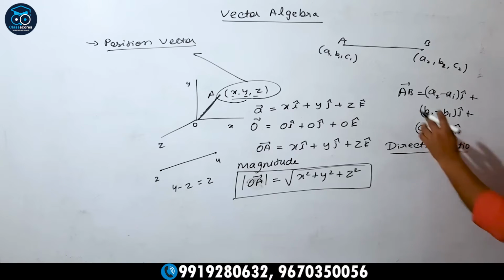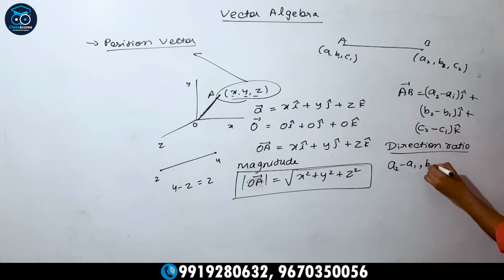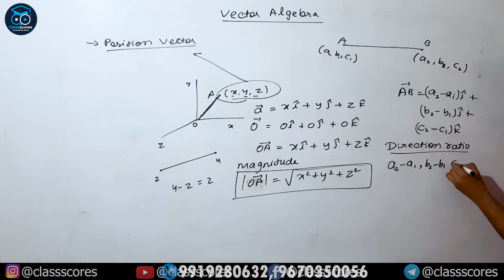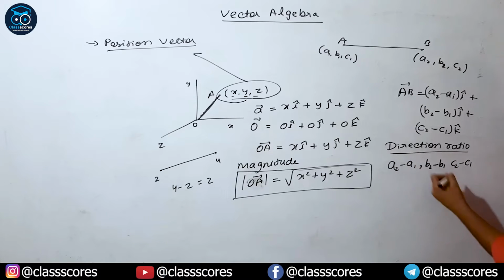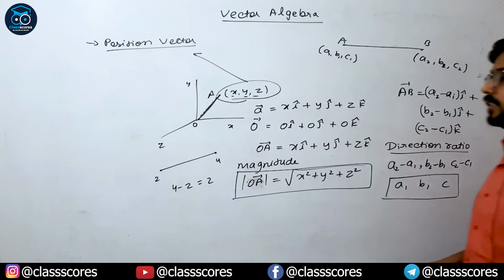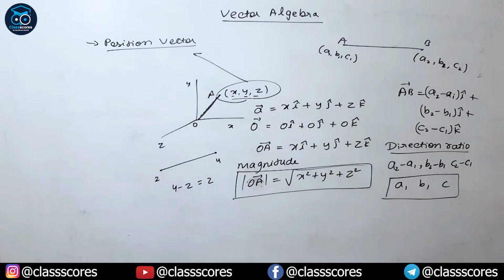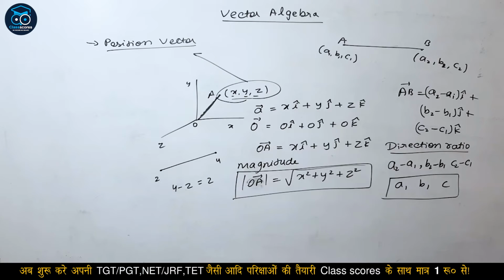Here AB represents a line, so the coefficients A2 minus A1, B2 minus B1 and C2 minus C1 will be known as the direction ratio, and it will be represented by a, b and c. These are the direction ratios of any line. Direction ratio basically represents the direction of the line, that is, in which direction the line is moving.